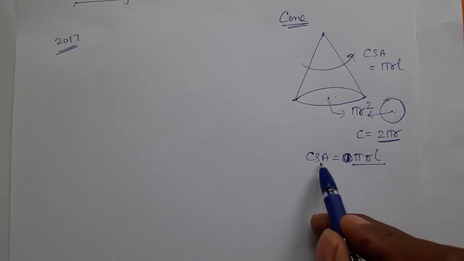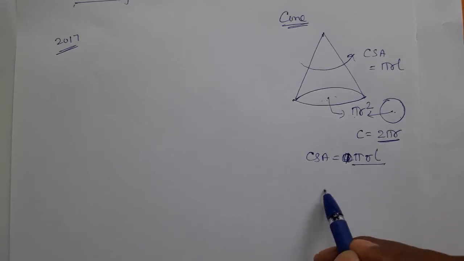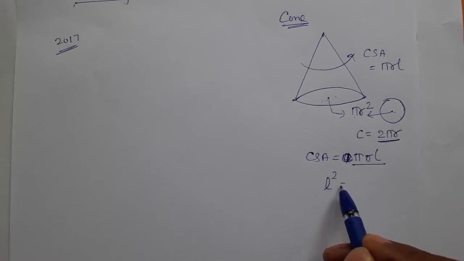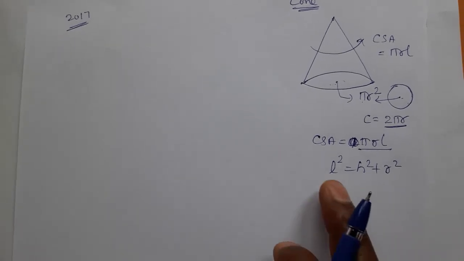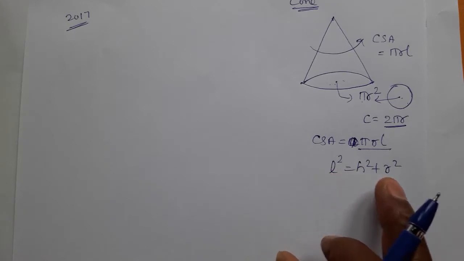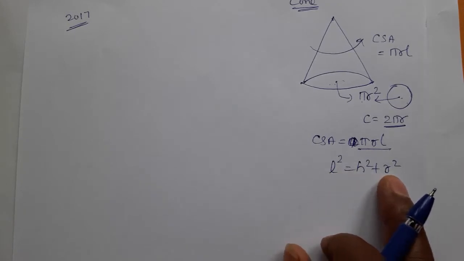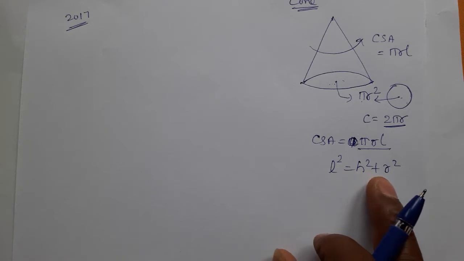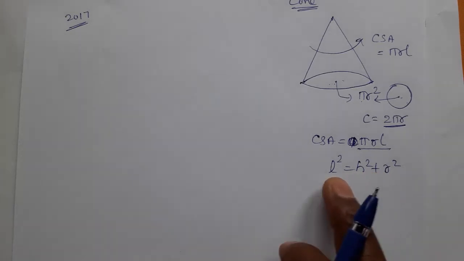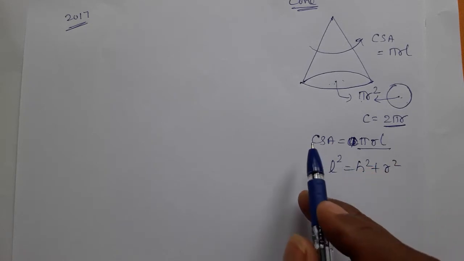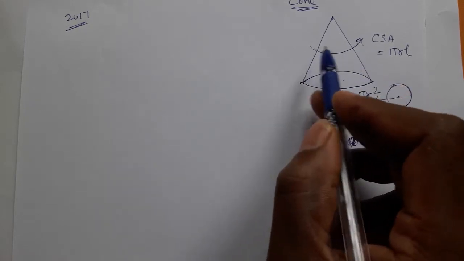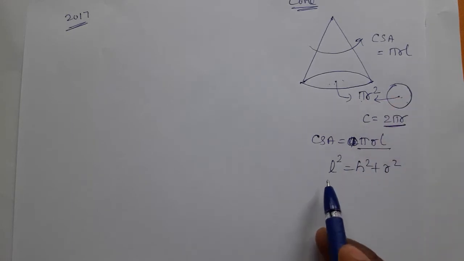When you are learning curved surface area pi r L, this L means slant height. To find the slant height, we have the formula L square is equal to H square plus R square. This formula gives the relationship between slant height and radius. Among radius, height and slant height, if any one is unknown and the other two are known, you can use this Pythagoras formula to find the unknown. Curved surface area is found by pi r L.